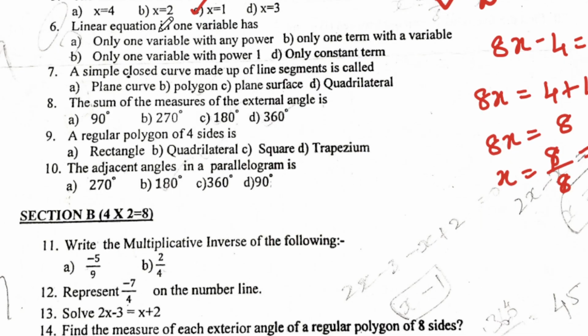Linear equation in one variable has. So the answer is, linear equations in one variable are those equations in which there is only one variable present. And there is only one solution of an equation also. I'll tell you how to do that with an example. Okay, I'll erase this out.